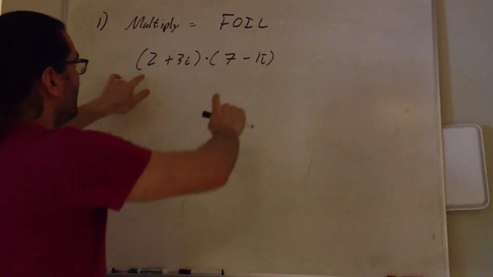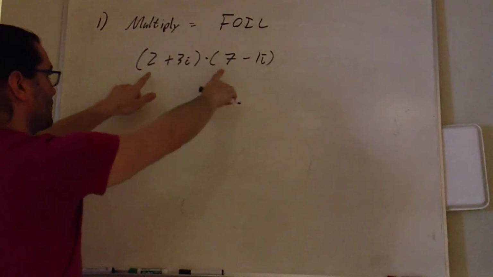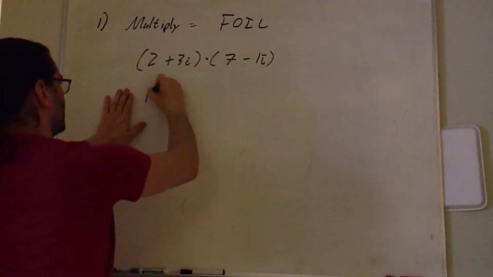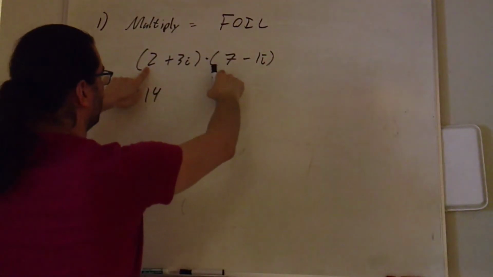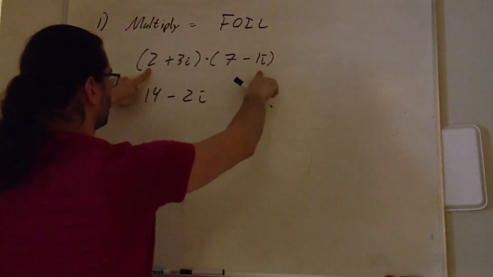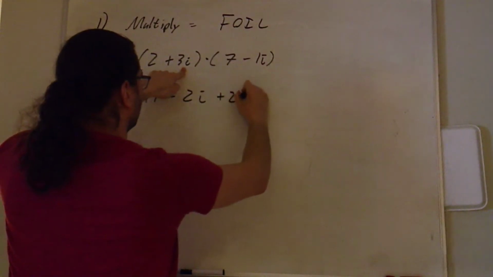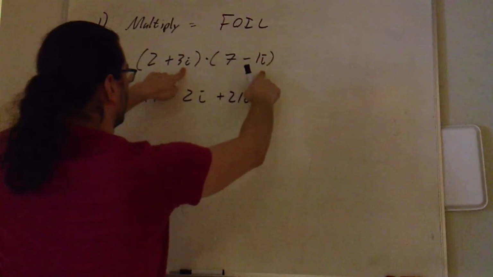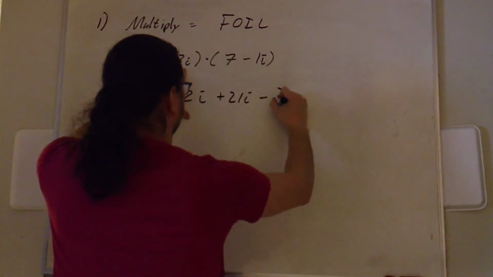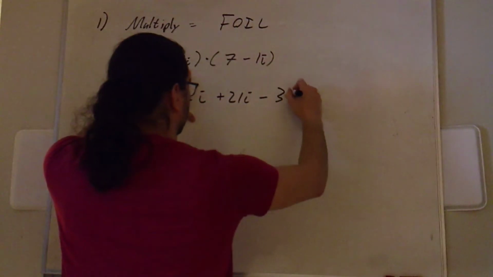So if these were x's and we were just multiplying these, we would use FOIL. So the first term would be a 14 from these guys. The outside term would be negative 2i from these guys. The inside term would be 21i from these guys. And the last term would be negative 3i times i, which will give you an i squared.